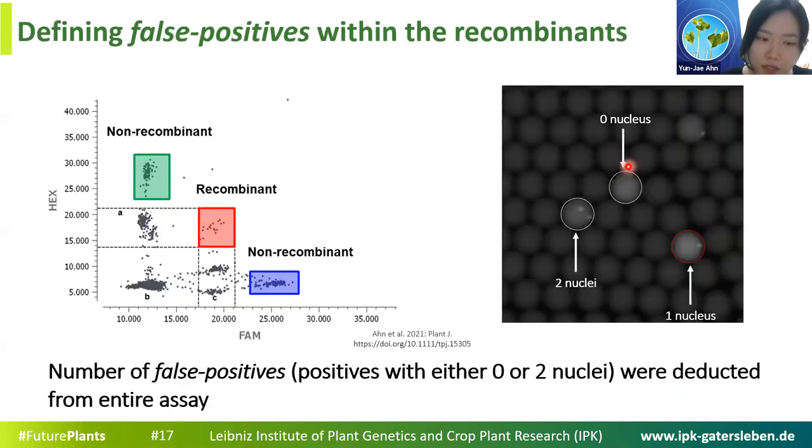And after optimizing all these systems, while we were analyzing our data, we observed that there are some false positives that are falling into the recombinants that could hinder our accurate calculation for the percentage. So what are the false positives? They are the droplets, as you can see here, that are positive in both FAM and HEX channels. So they are falling into this red box, the recombinant zone, but they had either zero nucleus or two nuclei. So in this case, you are not so sure anymore if you are getting the right signals from one single pollen nucleus. So I manually counted all these false positives, and they are deducted from the starting point before the calculation of the recombinants.